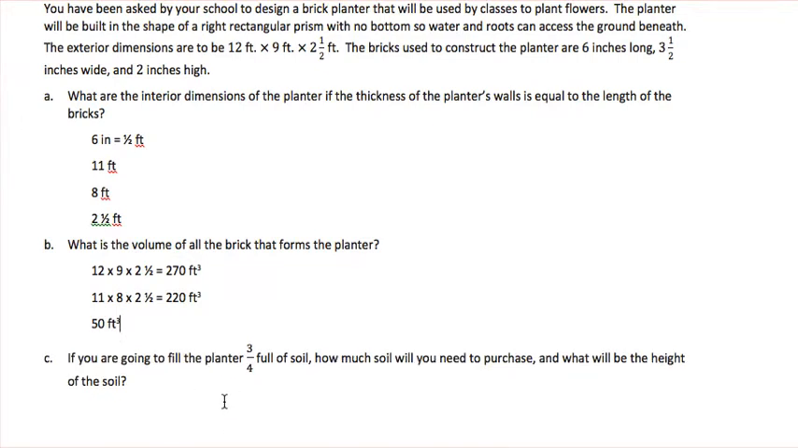If you're going to fill the planter 3/4 full of soil, we need to know how much soil to purchase and what will be the height of the soil. So then we have a height, the original height is 2.5 feet. We need 3/4 of that. So we're going to multiply 3/4 times 2 1/2, which is 5 halves. And that is 15/8, which is 1 7/8 feet high.